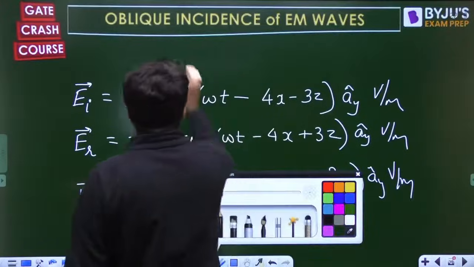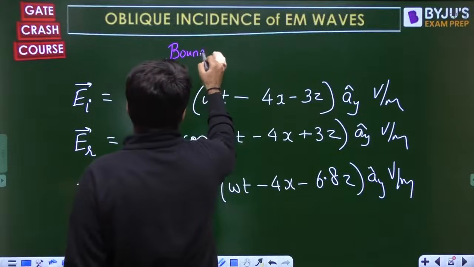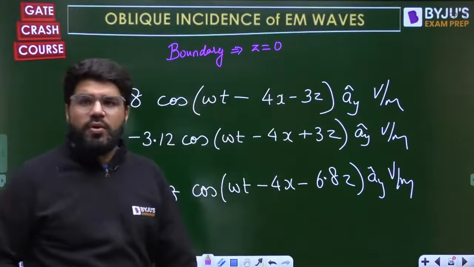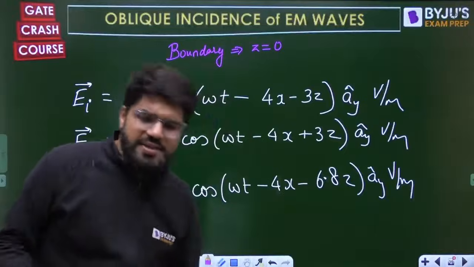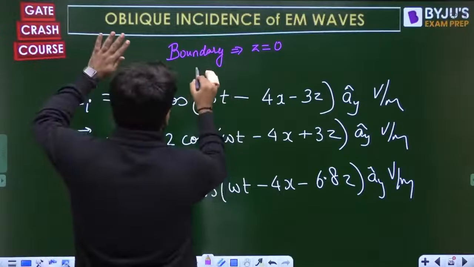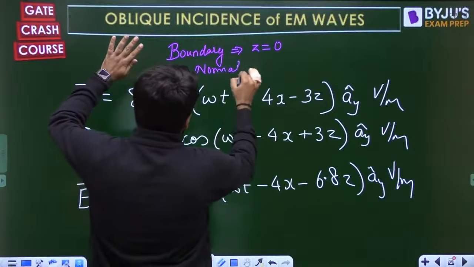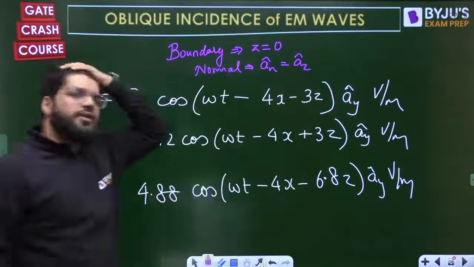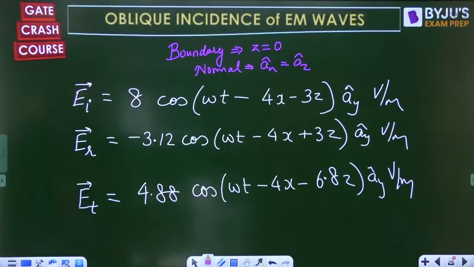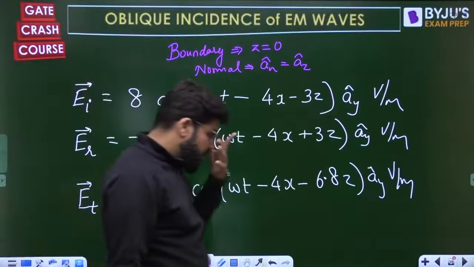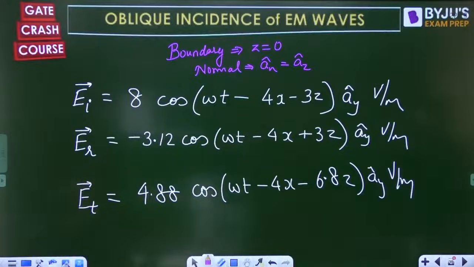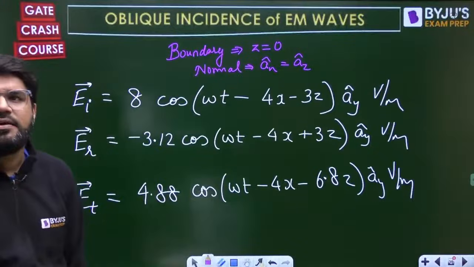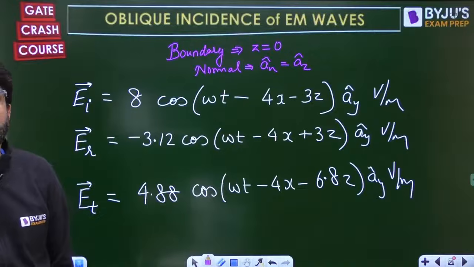Now, where is the boundary? In this particular question, the boundary is given by z equal to 0. So, what is the vector normal to the boundary? What is the normal direction? The normal direction AN is given by AZ.